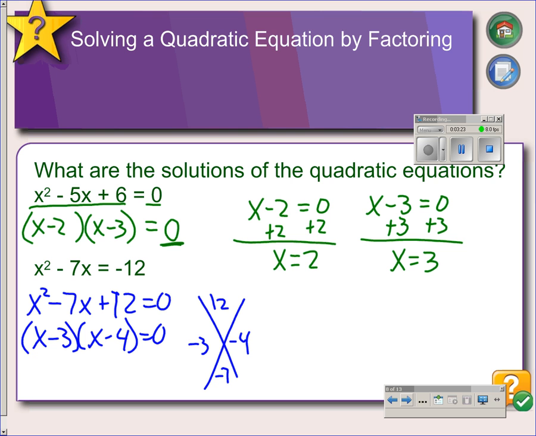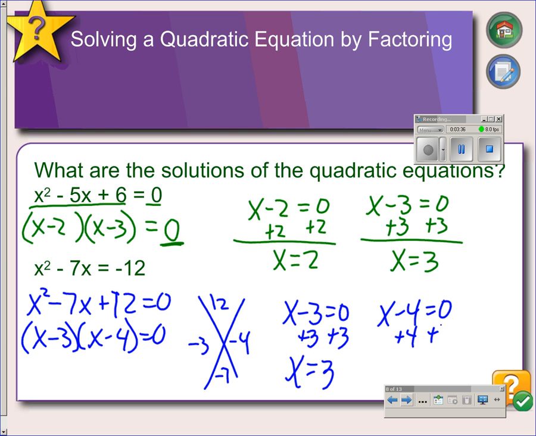Using the zero product property, either x minus 3 equals 0, and that happens when x is positive 3, or x minus 4 equals 0, and that will happen when x equals 4. So our two solutions are 3 and 4.